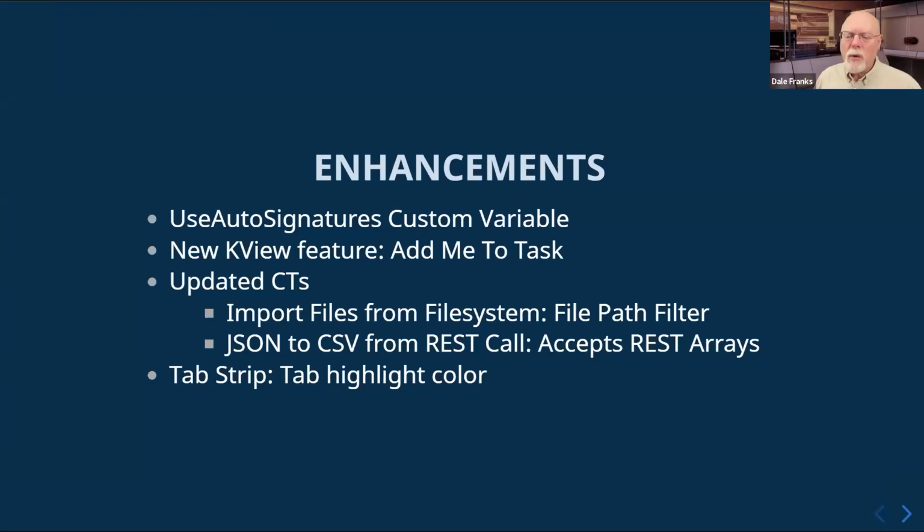We have updated 2 of the custom tasks, import files from file system and JSON to CSV from REST call. So there is a question. Hold on. So before I go any further, Q&A, I call it the vertical ellipsis. Well, I would call it that too if I wasn't so lazy. But whatever it's called, it's the 3-dot menu. And see, 3-dot is many fewer syllables than vertical ellipses. So therefore, it is the lazier option.